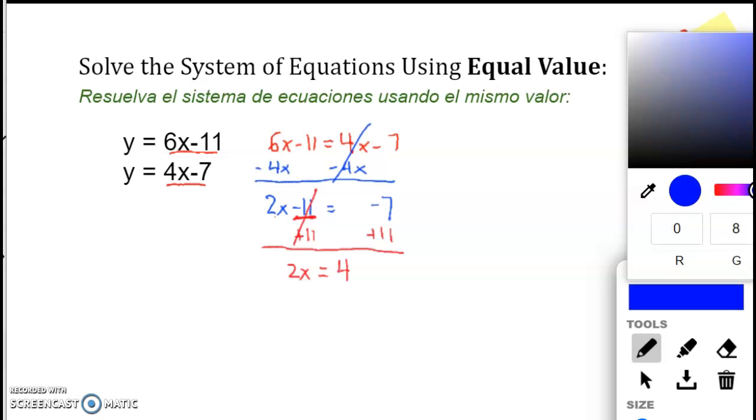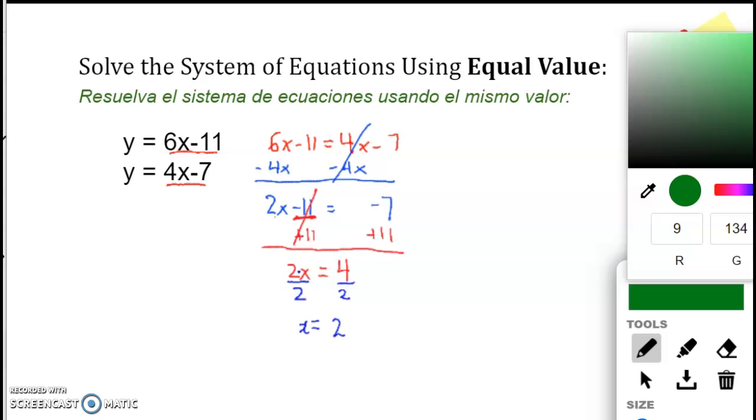Then from here, I know that 2 is being multiplied to x. So how do I undo multiplying by 2? I divide both sides by 2, and you're left with x is equal to 4 divided by 2, which is 2. Okay, now that I've figured out what x is, I need to find out what y is.